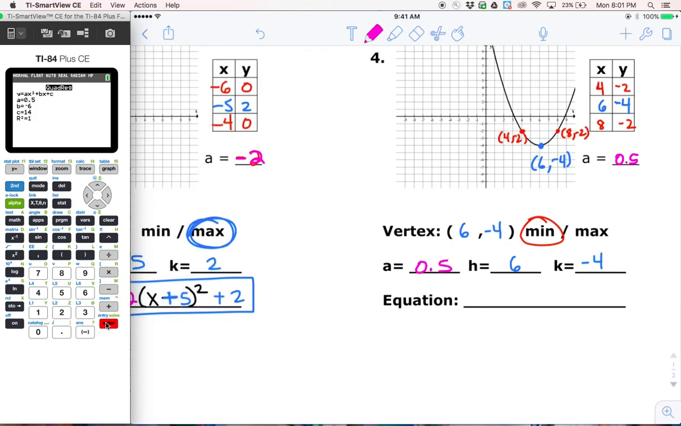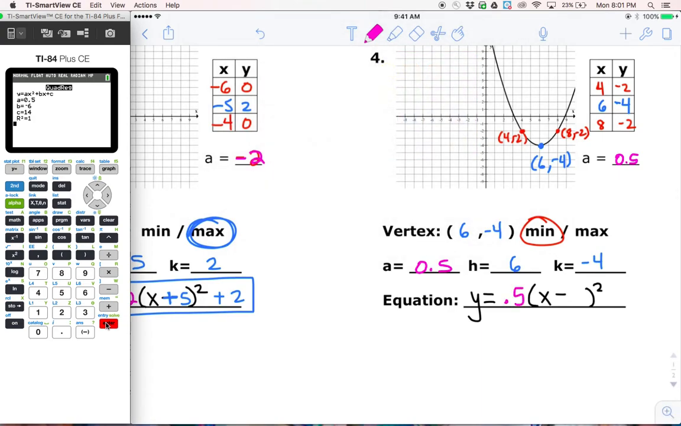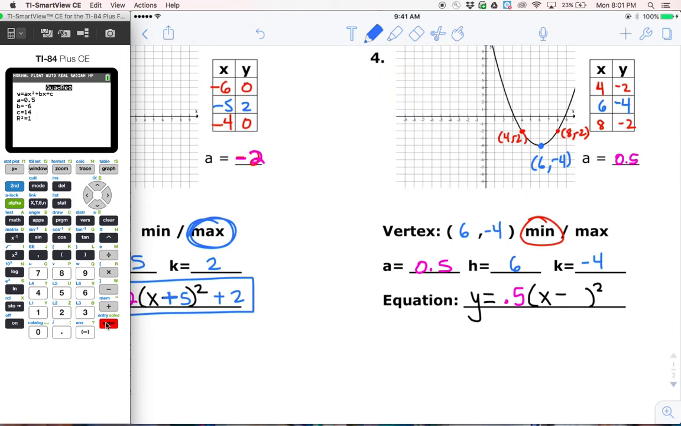So my equation, let's set it up. We've got y equals, and then I have a space for A. I've got x minus something squared. Let's fill in our numbers. A goes in the front, so 0.5. And h goes in the parentheses, so -6, and then a -4 at the end.